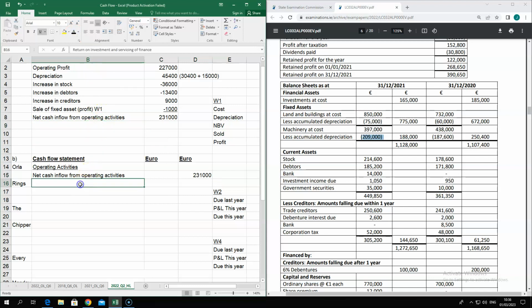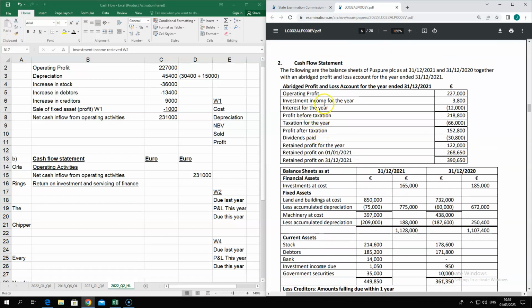Okay. Rings, so something beginning with R, return on investment. So it's basically interest paid and interest earned. So return on investment and servicing of finance. So have I earned interest or have I paid interest? So I look here at my question, and it says I have investment income for the year, 3,800.